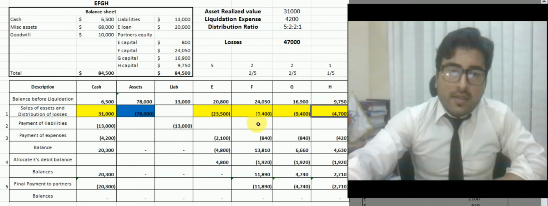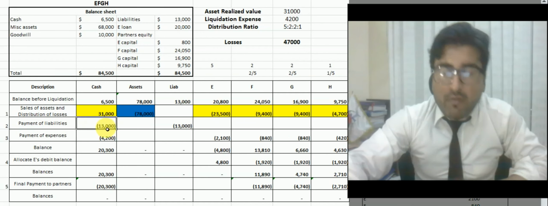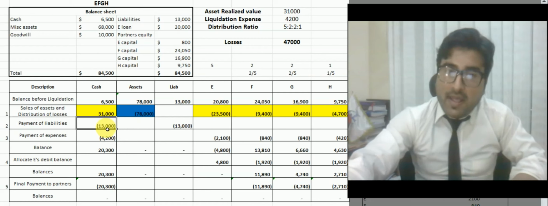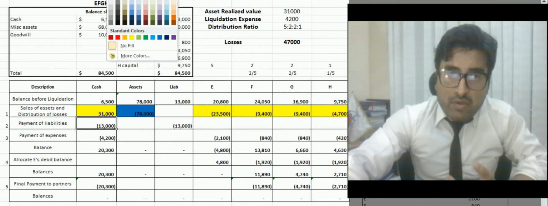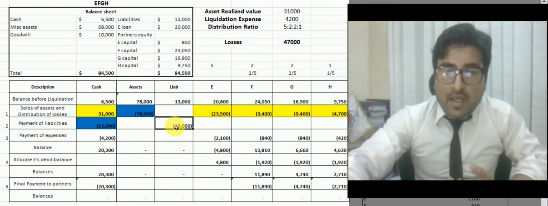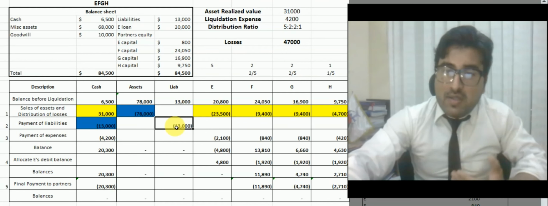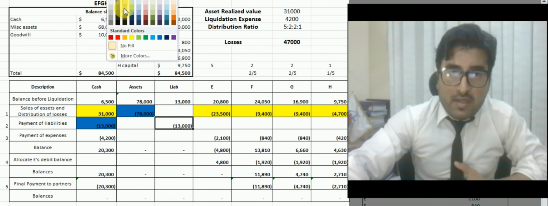Okay, so coming to the second transaction, we have paid the cash. So when we pay the cash, that is actually credited, and the credit value we make blue, right? Okay, in liability, a decrease in liability should be debited, and make it yellow.